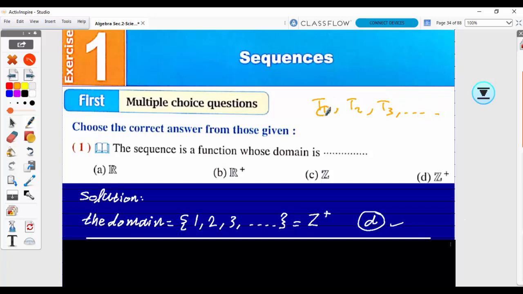When you look at these numbers, it is a set of integers, positive integers. So we choose letter D, Z positive. It's 1, 2, 3, 4, and so on. By substituting n equals 1 and 2 and 3, you will get all the terms of the sequence.